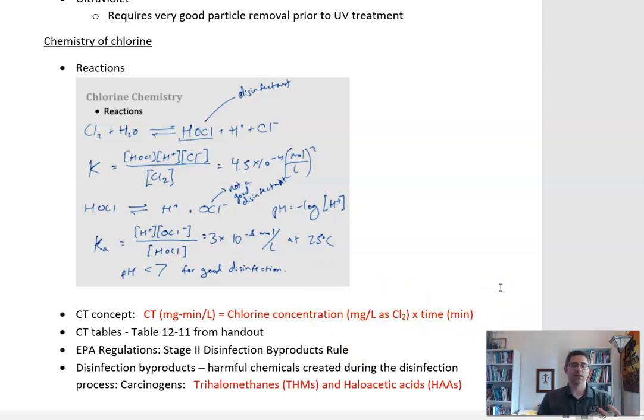Okay, so again, I talked about how the disinfection is proportional to the time and the concentration. So we're going to multiply those together to get this CT factor. And the regulations are written to require a certain CT in order to achieve good disinfection. So let's look at some tables that summarize that.